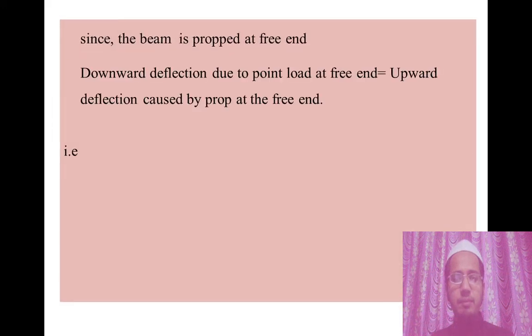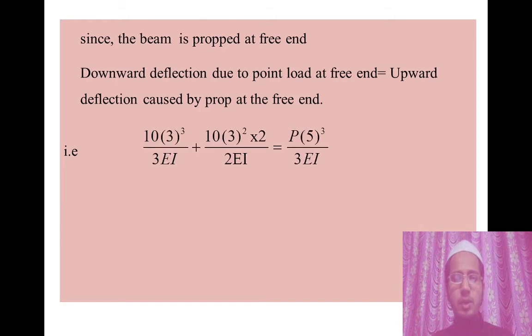find the prop reaction. Now we know the downward maximum deflection Y max can be obtained as W A cube divided by 3EI plus W A squared by 2EI into B. Here A is the distance of point load from the fixed end, 3 meter, and B is span minus A, that is 5 minus 3, means 2 meter, and W is given as 10 kilonewton.